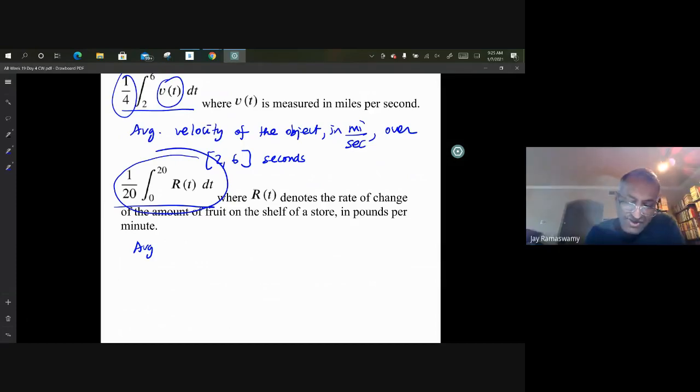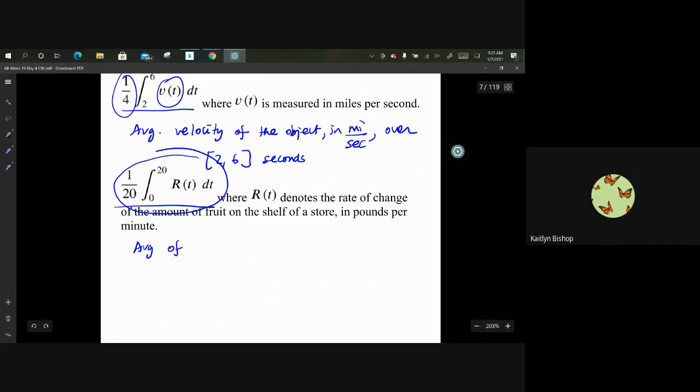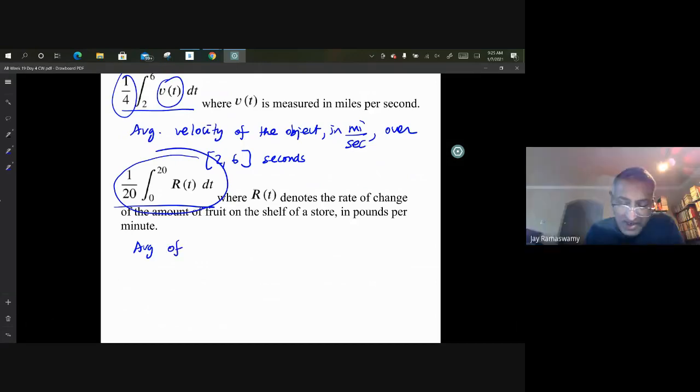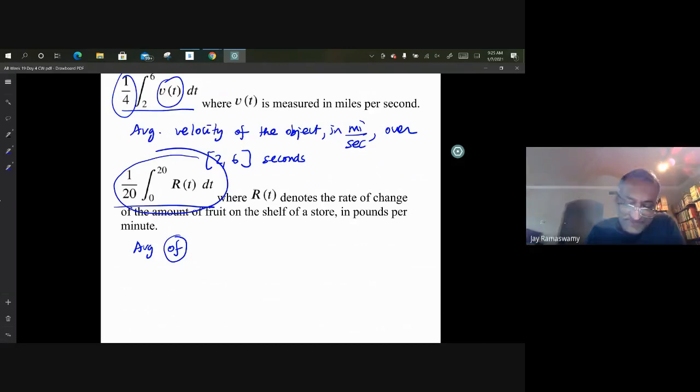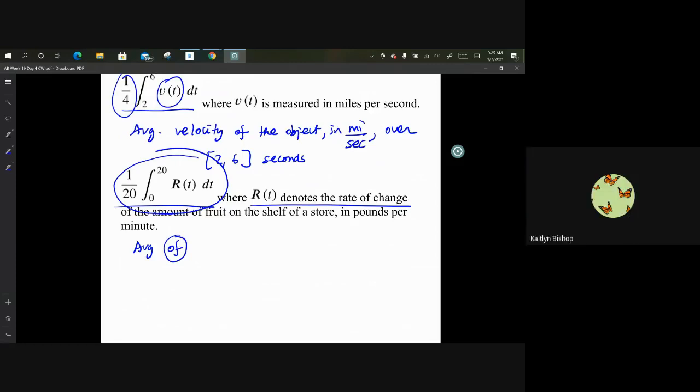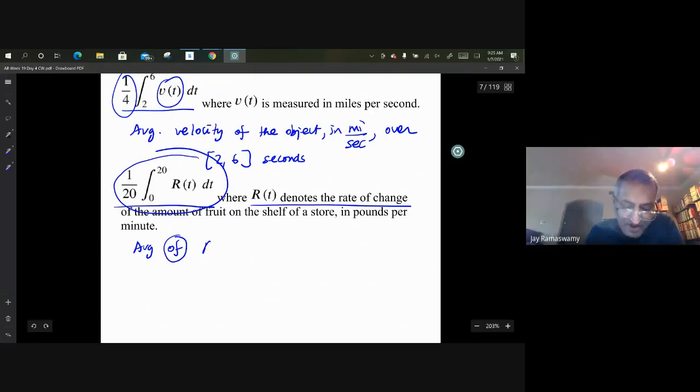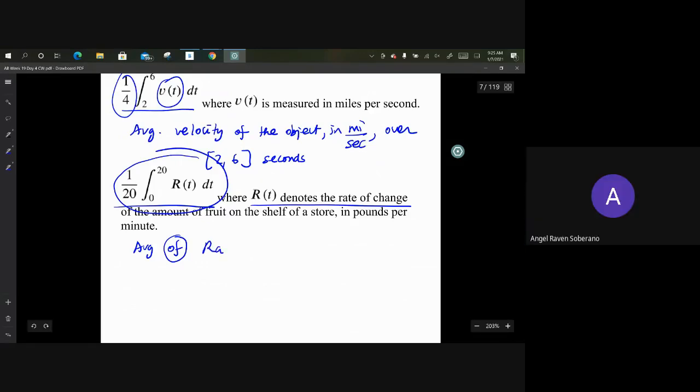Okay, it is the average of the amount of fruit. No. There is no amount here. It denotes the rate of change. The rate of change. I wanted that word, average, in there. You were missing the word average, otherwise you're okay. So it's the average of the rate of change.